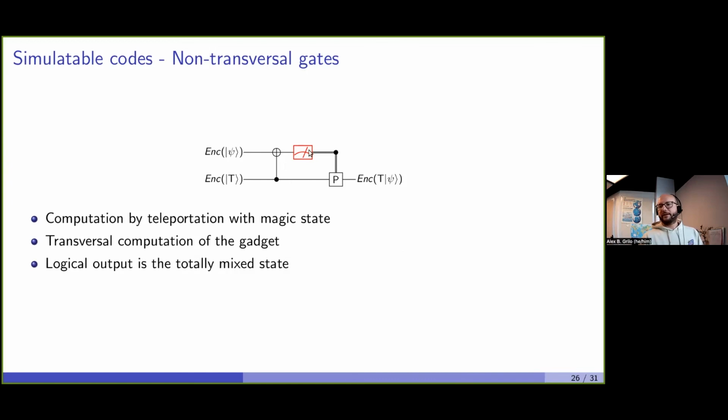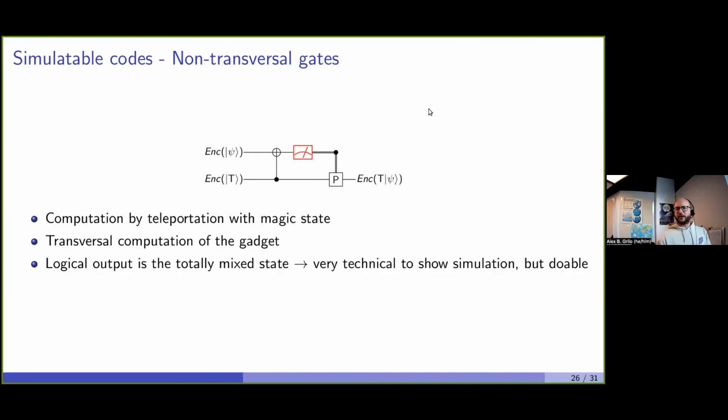The hard part is to show that such a gadget can be simulated, because we have this measurement here, and the measurement in principle would not be easy to simulate, but we have it for the specific T gadget. The output of this measurement is the totally mixed state. This is very technical, but this property allows us to show that one can also simulate every step of the computation of this T gadget on the encoded state.